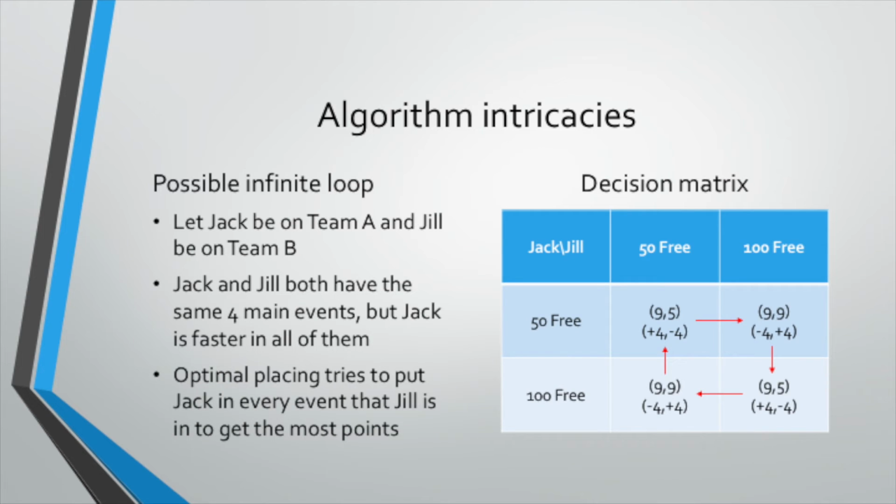Something interesting I found when working with the algorithm is that there's a possibility for an infinite loop when trying to assign these people to events. We can let Jack be on Team A and Jill be on Team B. If Jack and Jill both have the same 4 main events, but Jack is faster in all of them, then the optimal placing will try to put Jack in every event that Jill is in to try to get more points. But we can see by this decision matrix that how the algorithm works is that it kind of goes in a circle.